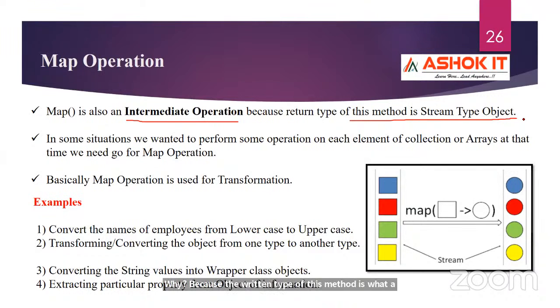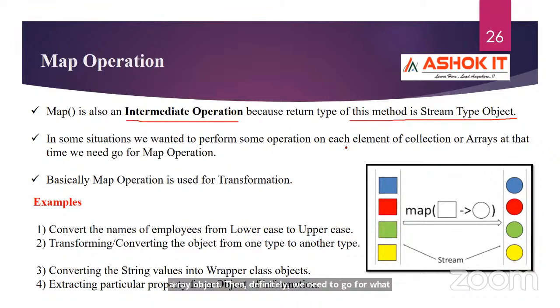Because the return type of the map method is a stream of objects, that's why map is also an intermediate operation. In some situations, we want to perform some operation on each element of the collection or each element of the stream. Whenever you want to do some kind of operation on each element of the stream object, collection object, or array object, then definitely we need to go for the map operation.